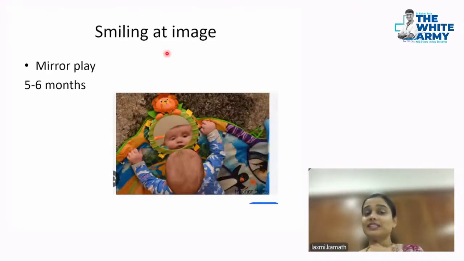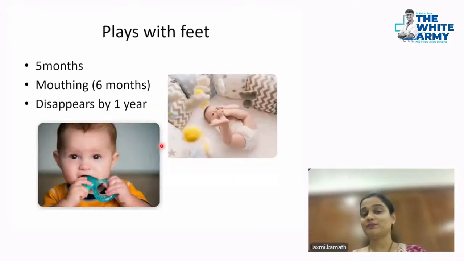Next, coming to the smiling at the image. Now, smiling at the image, when does it come? It comes around 5 to 6 months. That means the child will go see the mirror. There will be a mirror play, and by 5-6 months, it will know that this is a mirror where I am seeing the reflection.